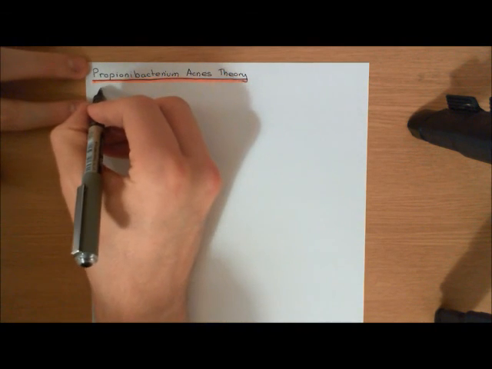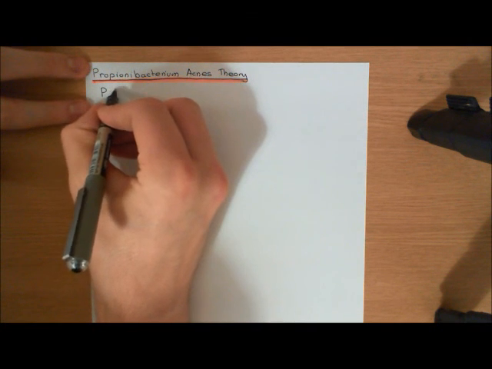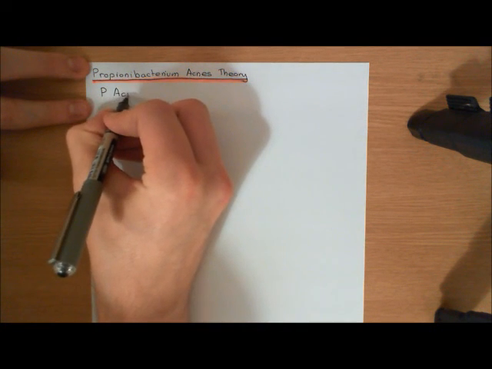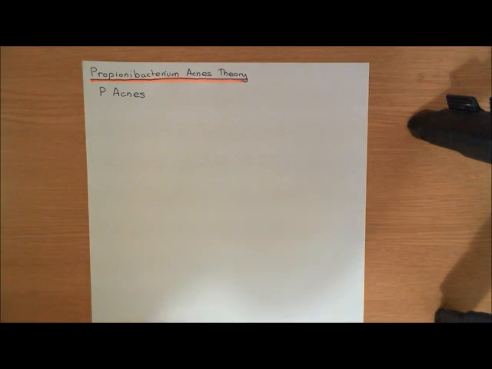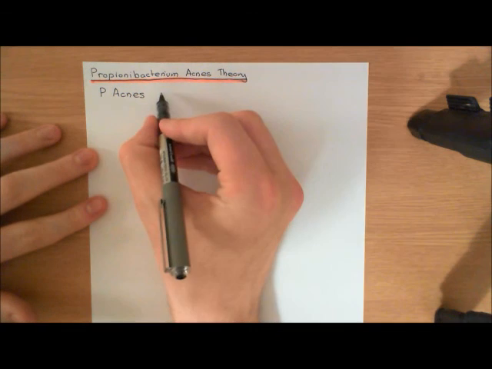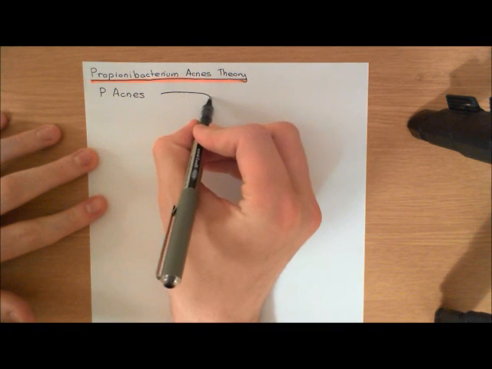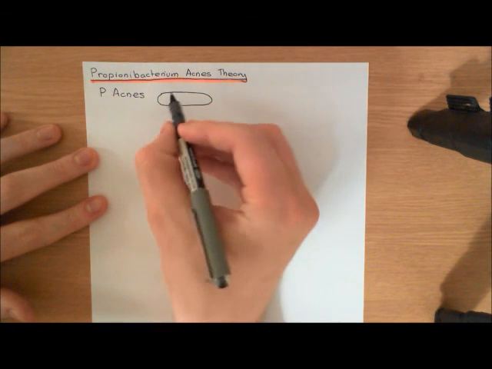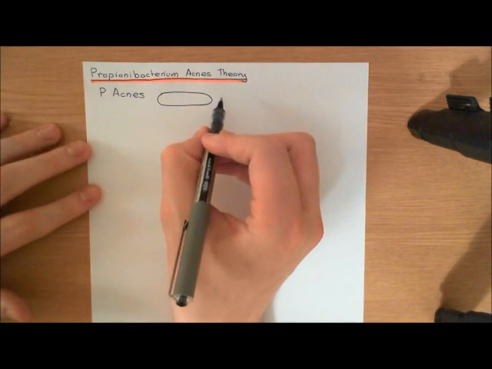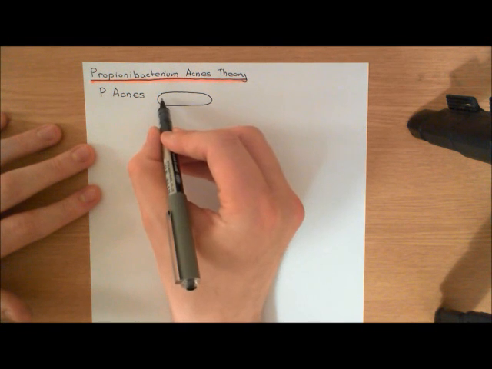So, Propionibacterium acnes. The first thing I want to do is actually study this bacterium in its own right, like we did for Mycobacterium tuberculosis initially. P. acnes is the short name for it, so we shorten Propionibacterium down to P. Now, firstly, what shape is it? It is a bacillus, just like Mycobacterium tuberculosis, so it's a rod-shaped bacterium. It is also non-motile, so it doesn't have flagella.